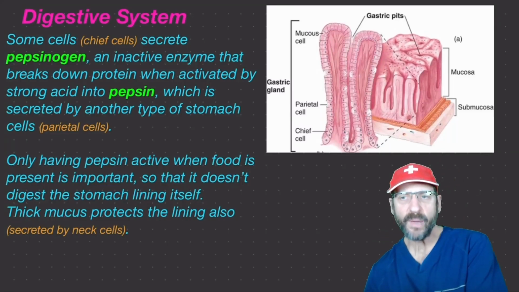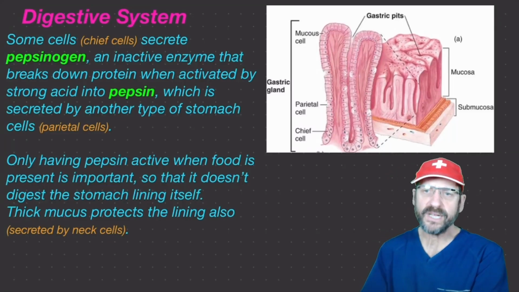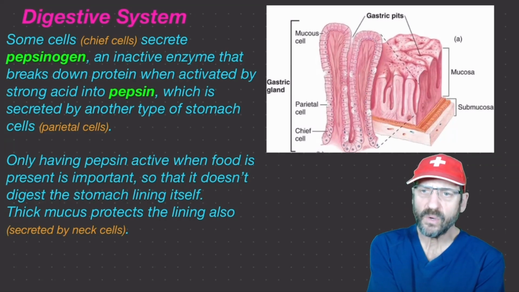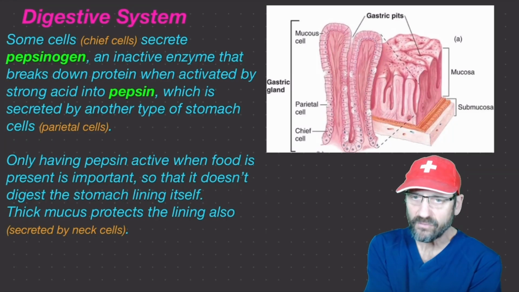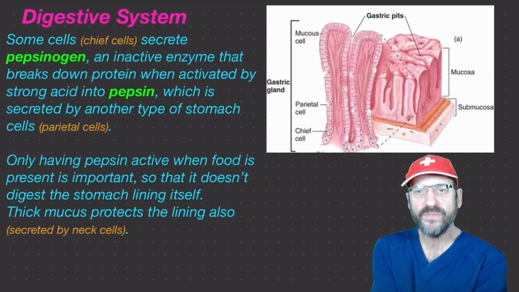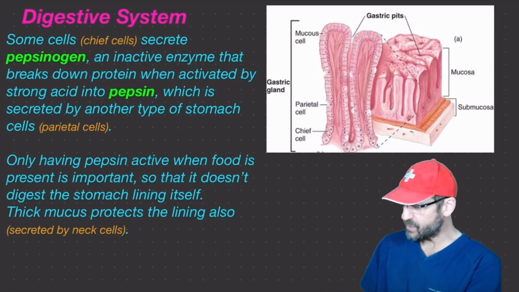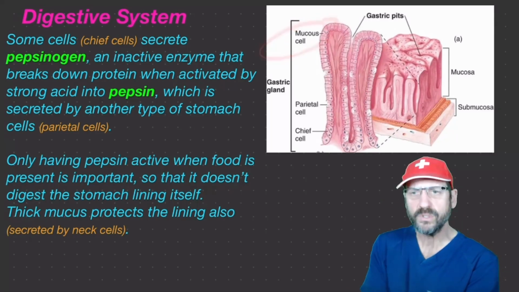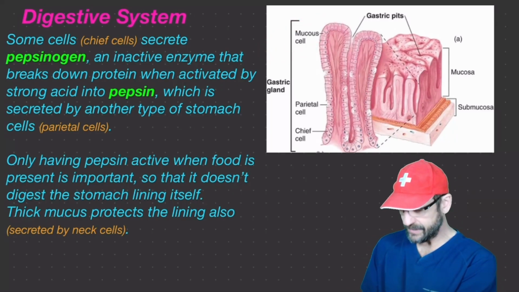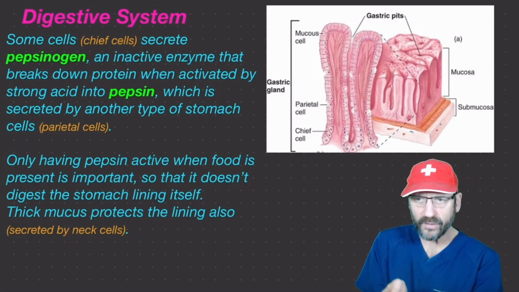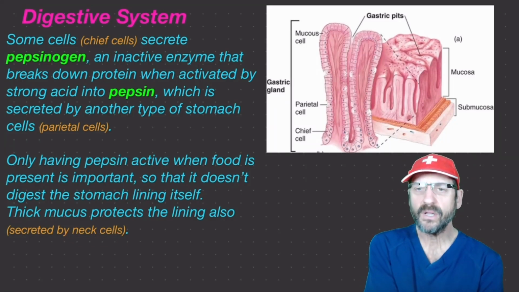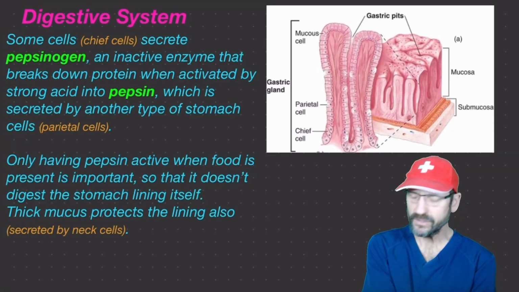Only having pepsin active when food is present is important so that it doesn't digest the stomach lining itself. And we also have a thick mucus that helps with that. That's the mucus cells, or we can also call them the mucus neck cells, right here. They help create a lining so that the stomach wall itself is protected.